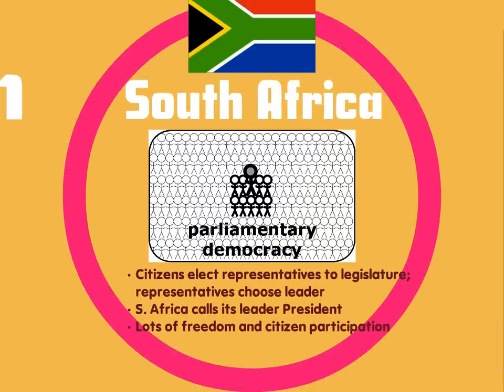In South Africa, the modern South Africa has a very functional democracy. They follow a parliamentary model where the citizens elect their representatives to the legislature, and those representatives choose their leader. Slightly confusingly, South Africa calls their leader a president, even though they are not a presidential system. They are a parliamentary system. And in South Africa, people have lots of freedom and lots of citizen participation.